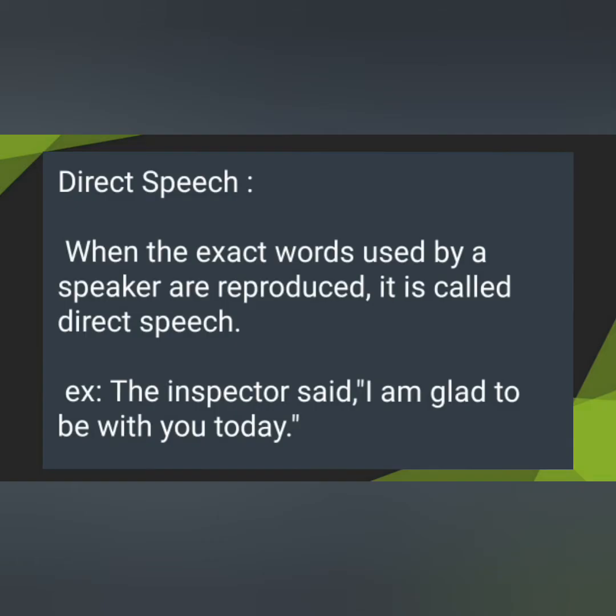First, let's see about direct speech. When the exact words used by a speaker are reproduced, it is called direct speech. The inspector said, "I am glad to be with you today." So, there is a comma and quotation. These are the exact words of the speaker. Here, the inspector's words are reproduced. So, this is called direct speech.